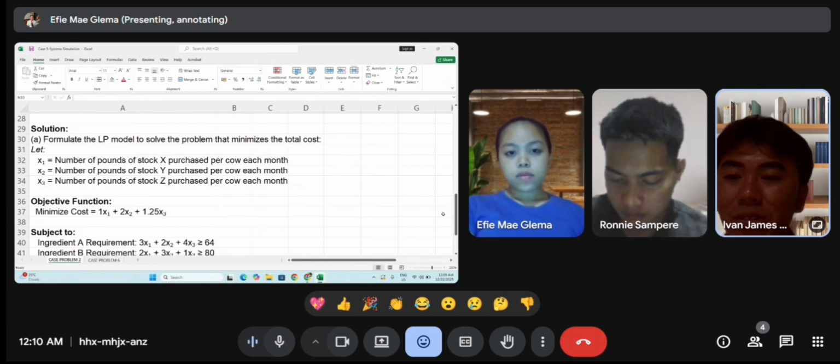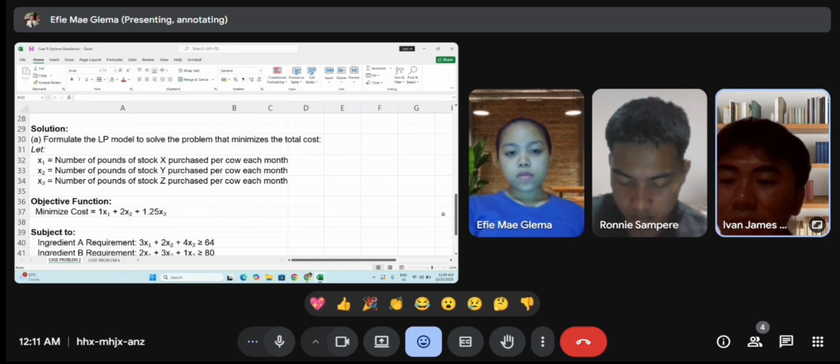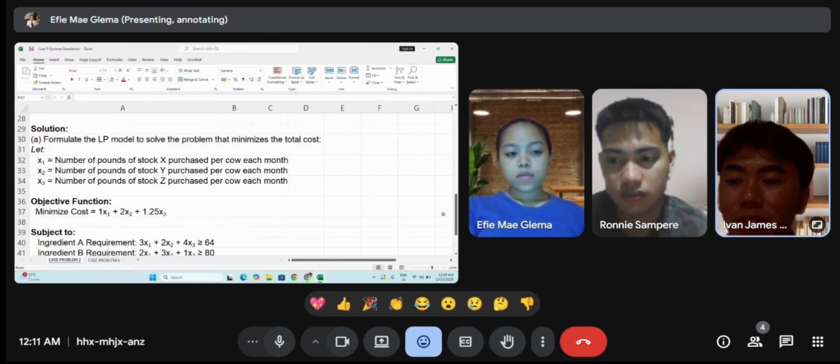x2 equals the number of pounds of stock Y purchased per cow each month. x3 equals the number of pounds of stock Z purchased per cow each month. So for the objective function, minimize cost equals 1x1 plus 2x2 plus 1.25x3.